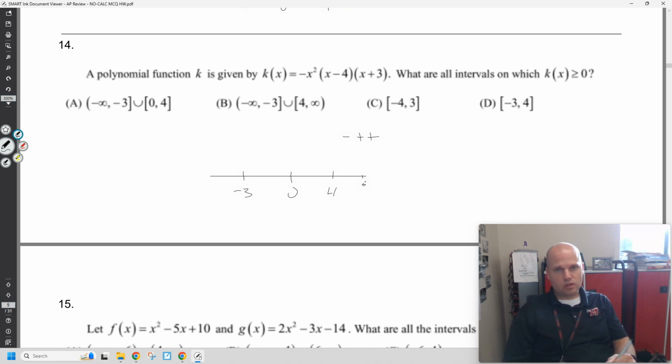Here's another thing you could do. This would be a negative x to the 1, 2, 3, 4, which means your end behavior would be down and down.